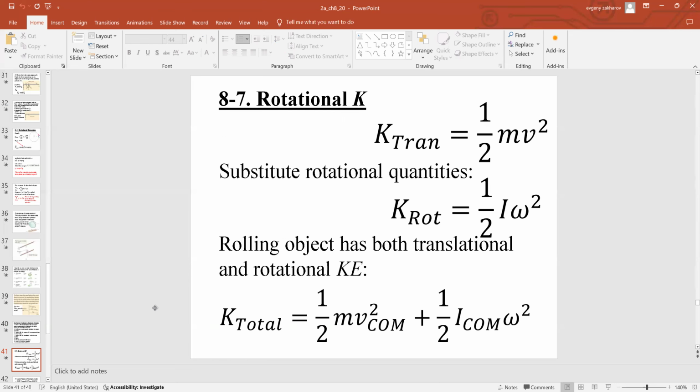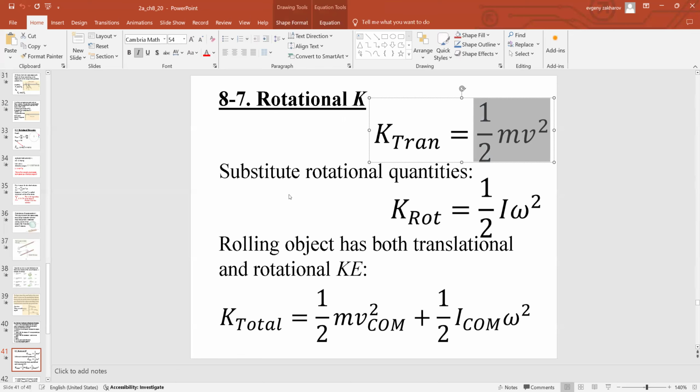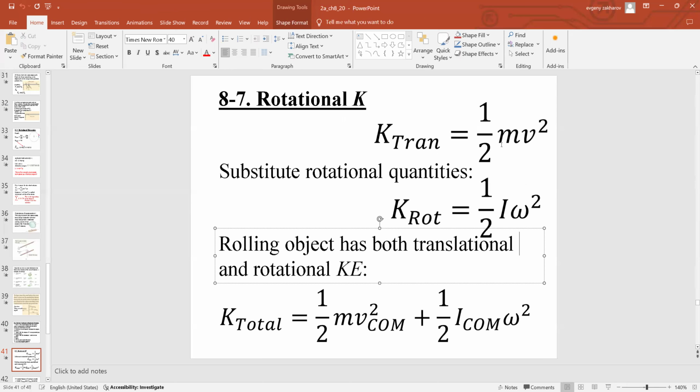Okay, rotational kinetic energy. Remember, it was 1/2 mv squared for linear motion, translational motion. Guess what? 1/2 stays, and instead of a mass, you go with rotational inertia. And instead of linear velocity, you go with angular velocity. So nothing has changed here. The formula by itself has the same parameters, but instead of linear parameters, you now use angular parameters.